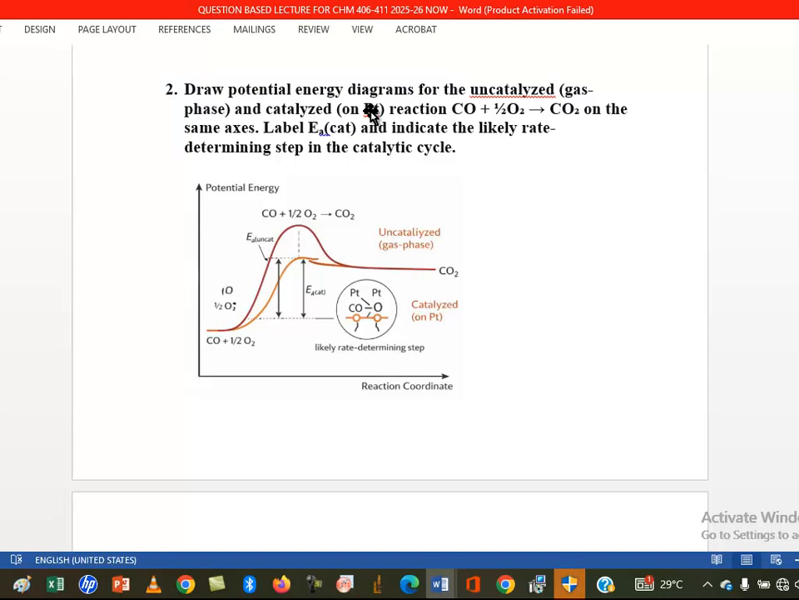Now it indicates the likely rate determining step. So this is the rate determining step. So this is what you are going to do. Okay, so likely rate determining step. It's where you have CO combining with O. Okay, so you just circle it, and that's it.